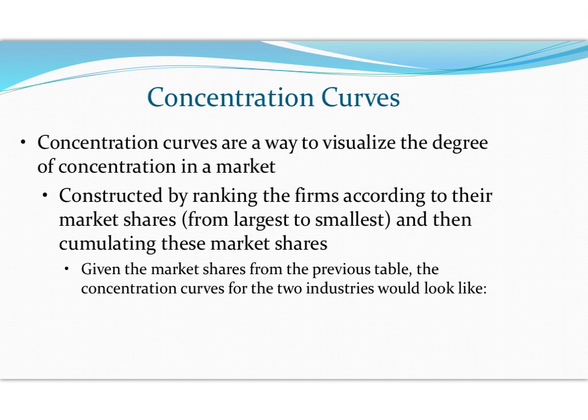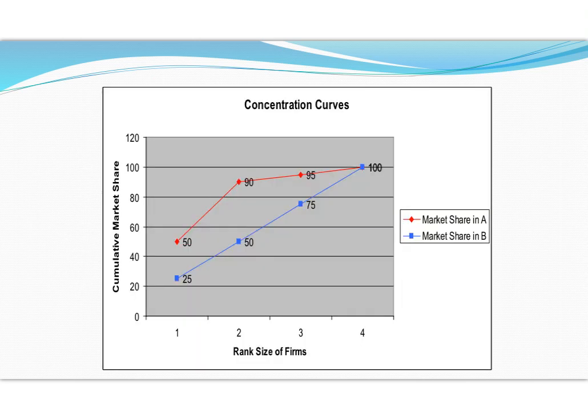to create a graph where on the horizontal axis are firms 1, 2, 3, 4, 5, and you can keep going. And then on the vertical axis is going to be the cumulative concentration that those firms have. So you can see here across the horizontal axis, the firms 1, 2, 3, 4.